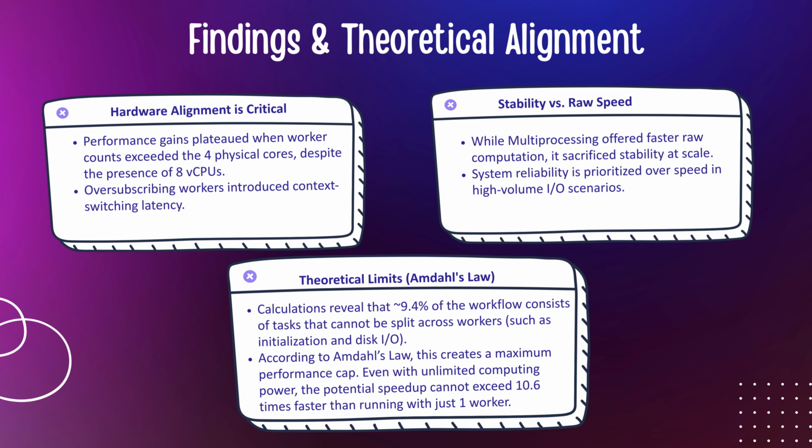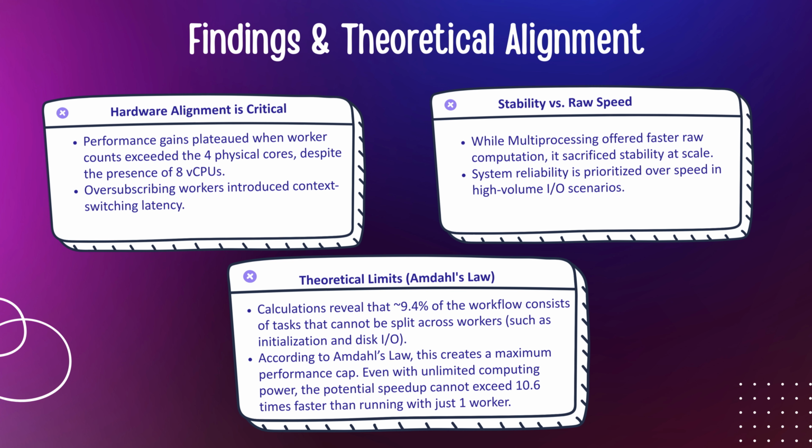To wrap up our analysis, we identified 3 critical findings. First is hardware alignment. Our performance gains stopped increasing after 4 workers. This confirms that physical cores matter more than virtual CPUs. Once we exceeded our 4 physical cores, the system was just context switching, not truly parallelizing.